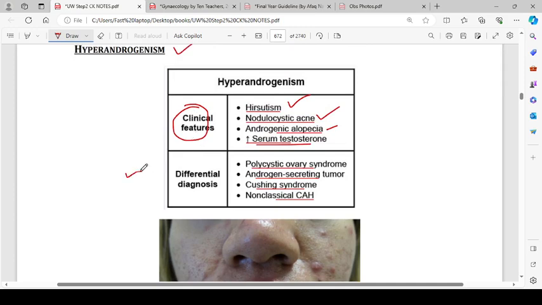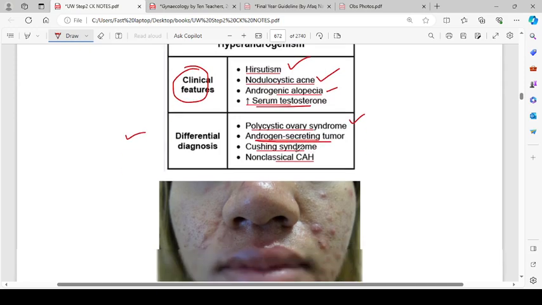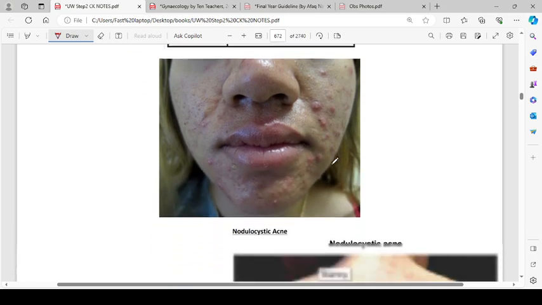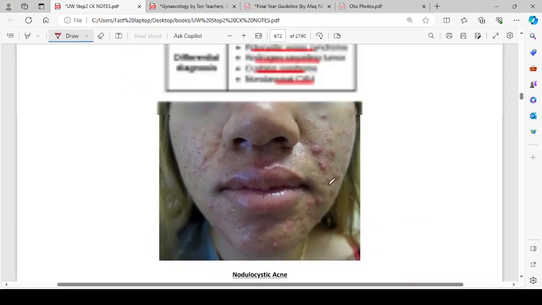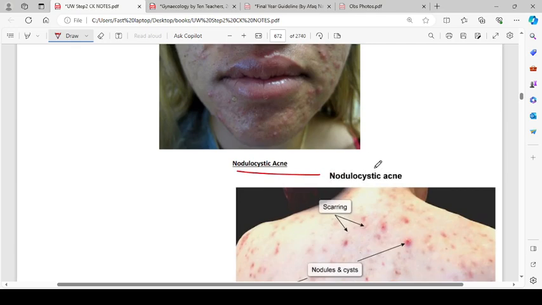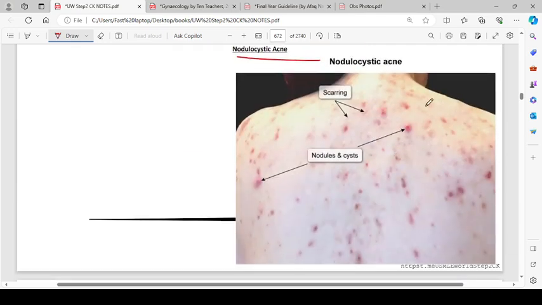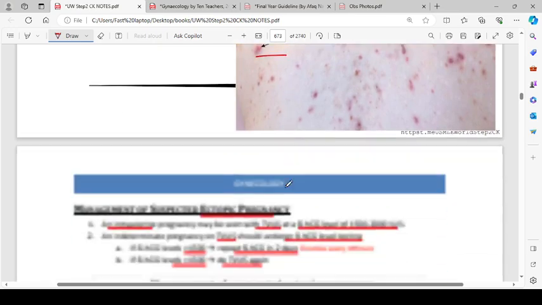Okay. Differential diagnosis is polycystic ovarian syndrome, androgen secreting tumor, Cushing syndrome, and non-classic congenital adrenal hyperplasia. This is nodulocystic acne. This is also nodulocystic acne. Here you can see scarring and nodules and cysts. Okay, I think this is a nodule and this is a cyst.